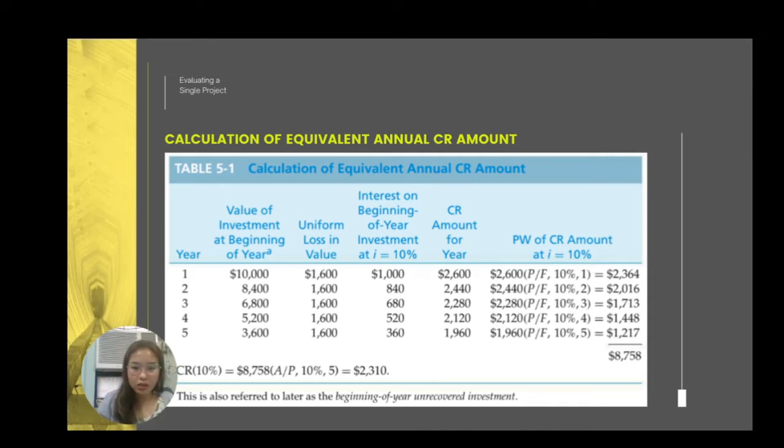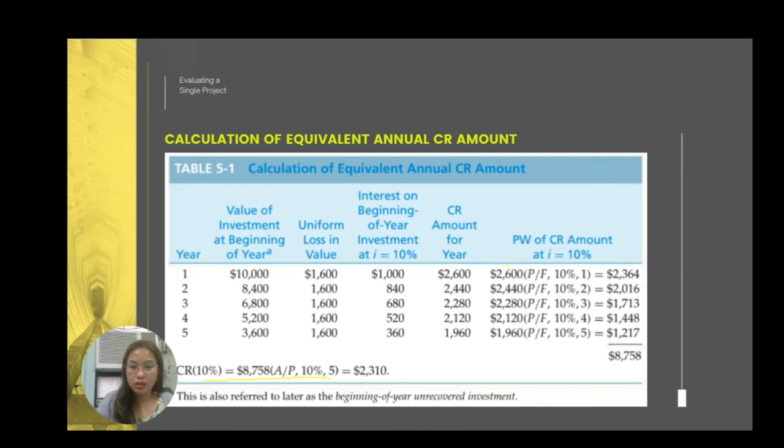Then, the interest on the beginning of year is equal to 10% interest, and the CR amount for year. So here CR at 10% is the computation: PW, present worth of CR amount at I equal to 10%. Appeal po siya sa pag-compute.